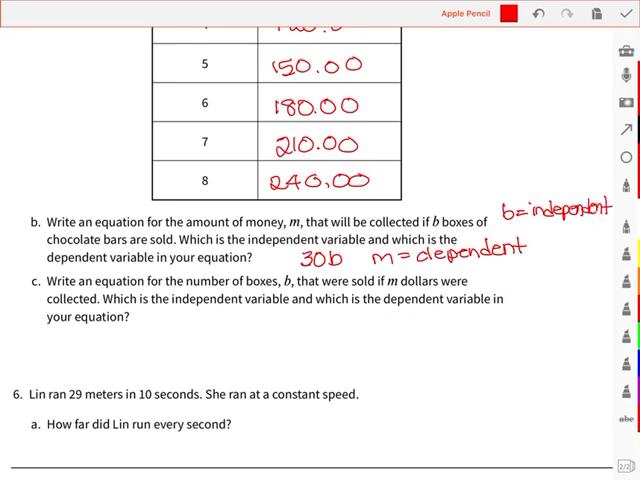And C says write an equation for the number of boxes B that were sold if M dollars were collected. So B is equal to the money divided by 30. And in this case, M is independent and B is dependent.